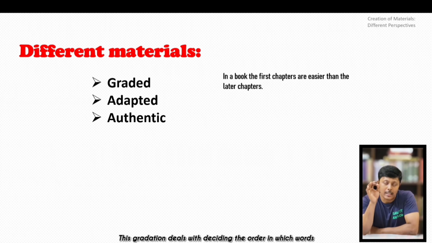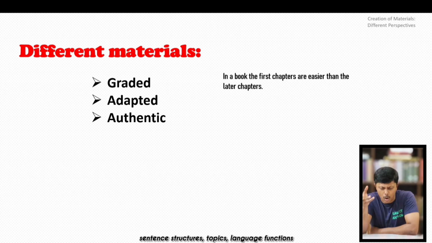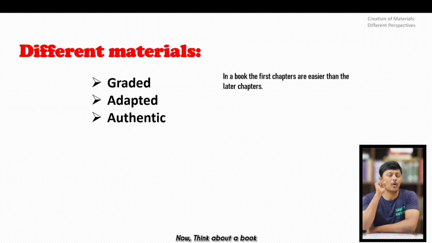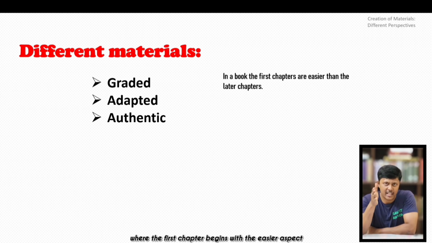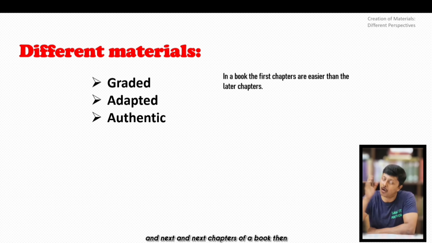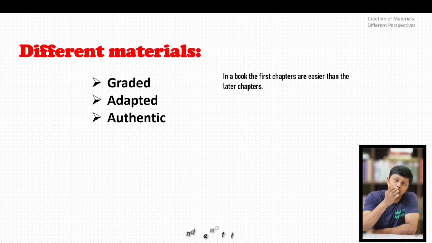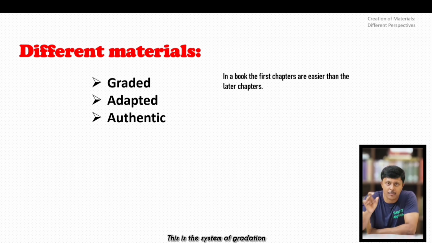This gradation deals with deciding the order in which words, sentence structures, topics, language functions, and language skills are presented to the learner. Now, think about a book where the first chapter begins with the easier aspect, and gradually, when you move towards the next and next chapters of a book, the chapters become difficult and more difficult and the most difficult. This is the system of gradation.